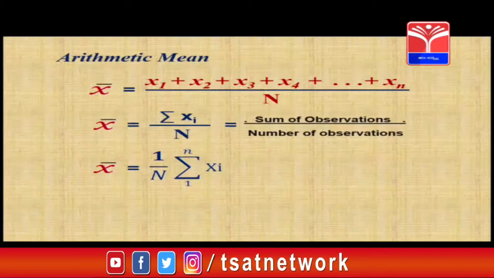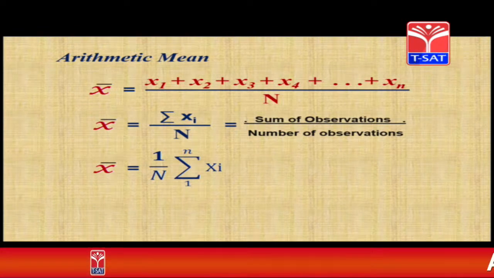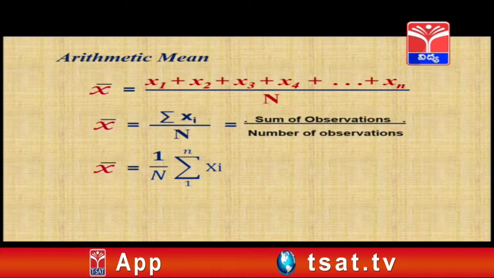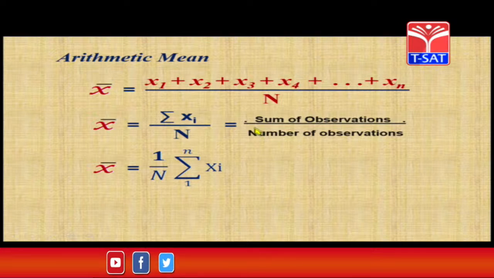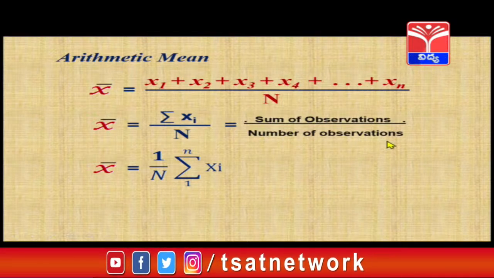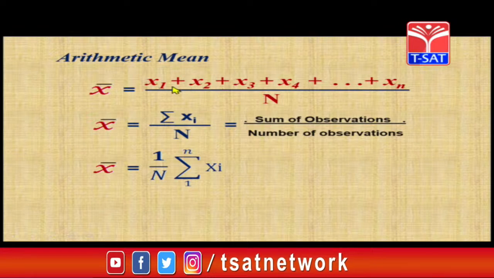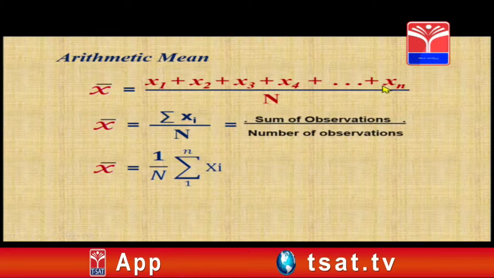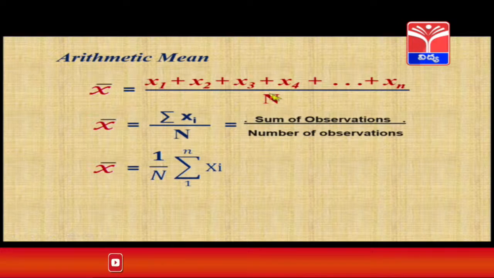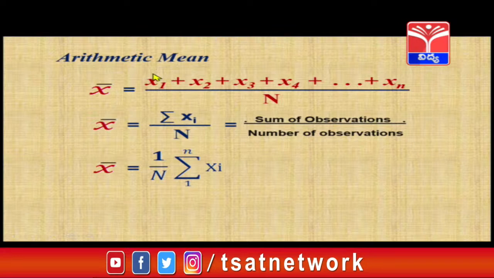Now, this is the simplest method to find the arithmetic mean, and here we are going to arrive at a formula, isn't it? Please see, we have already discussed it. Arithmetic mean or the average is equal to the sum of observations by the number of observations. So, in this formula, the sum of observations is x1 plus x2 plus x3 plus x4 and so on up to xn. Number of observations, there are only n. So, I am writing n here.